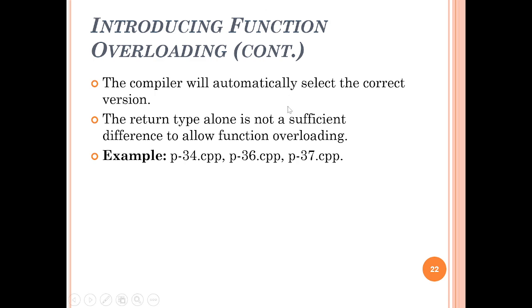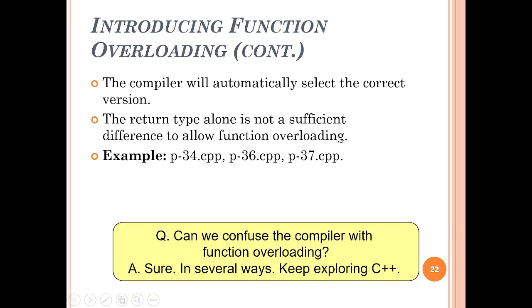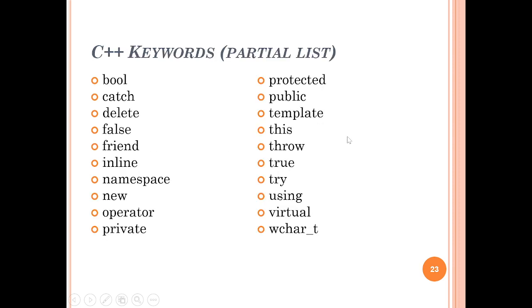The return type alone is not sufficient to distinguish function overloads, because the compiler is automatically selecting the correct version. The return type alone is not sufficient for function overloading.